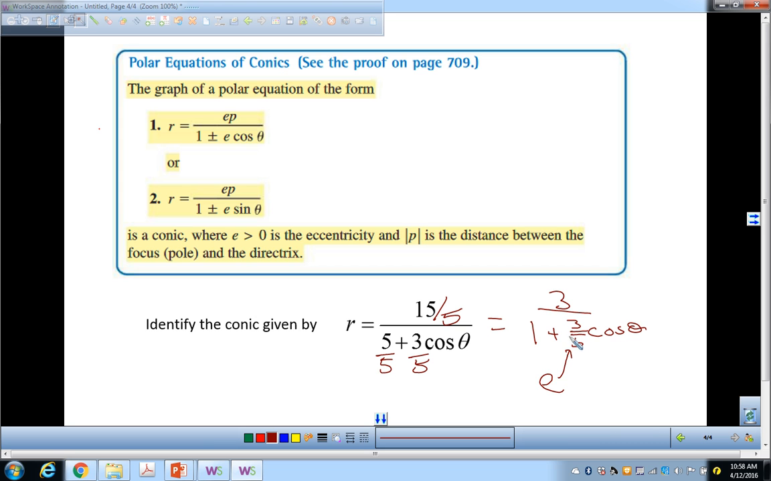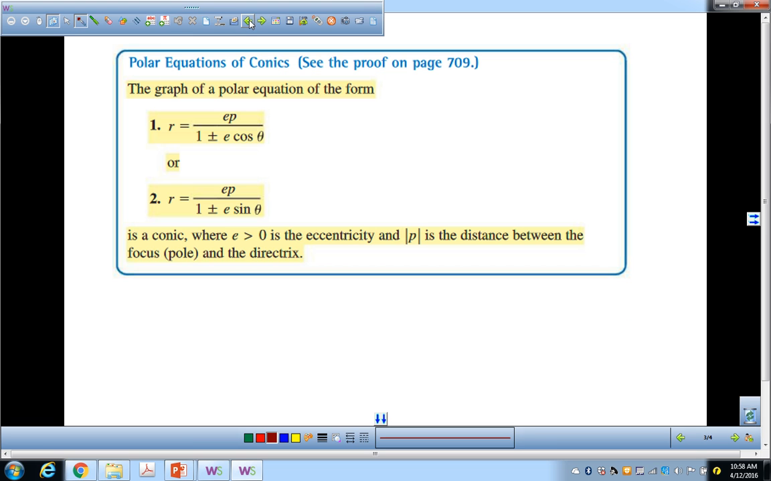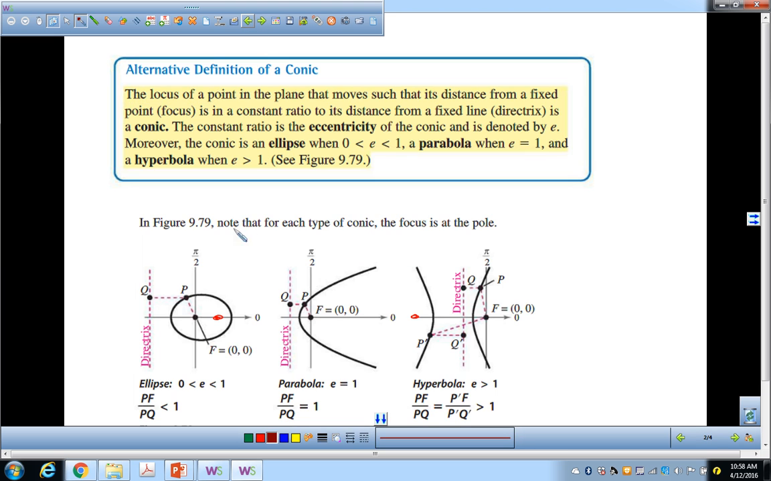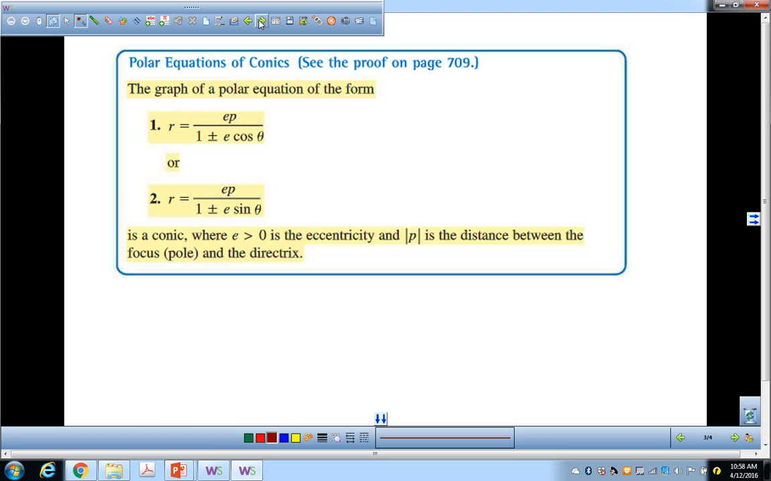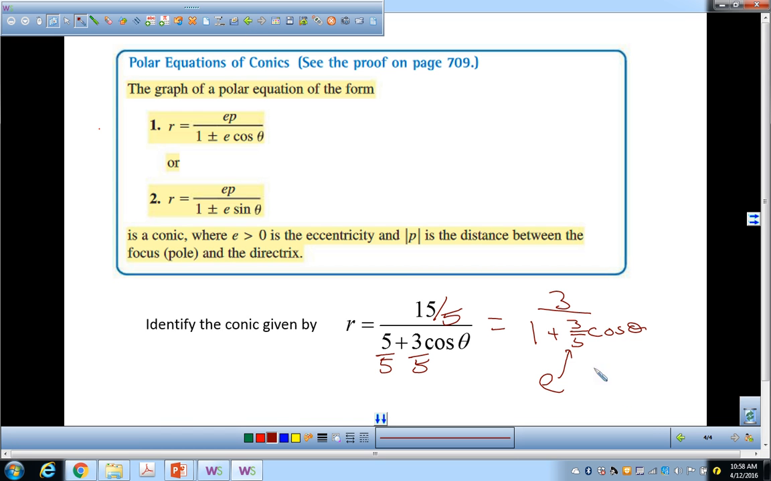Which of my 3? Look back at your notes that I just gave you. An ellipse, right? Go back a little bit. There we go. Eccentricity is between 0 and 1, so it's got to be an ellipse, okay? So that's all they want in this. E is 3/5, which is less than 1 and greater than 0. Therefore, it's an ellipse.